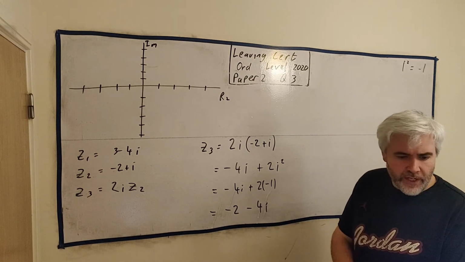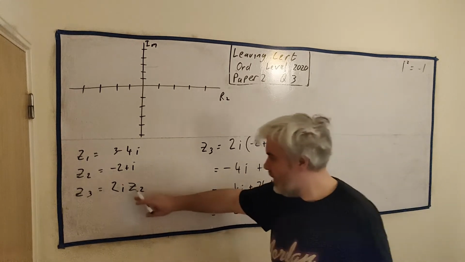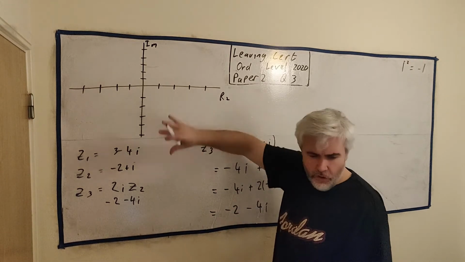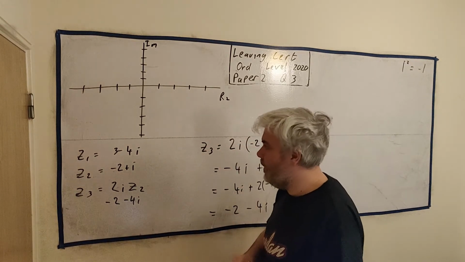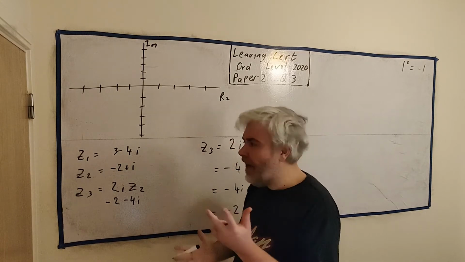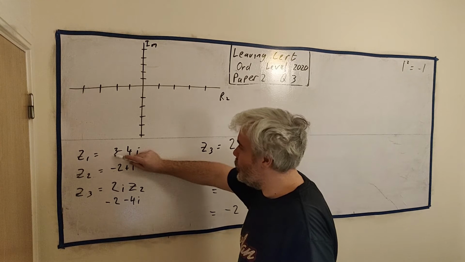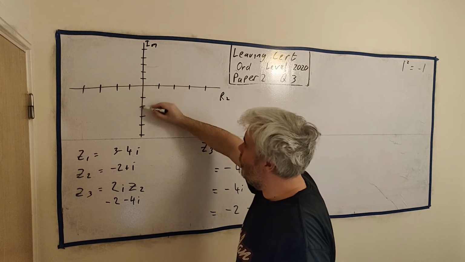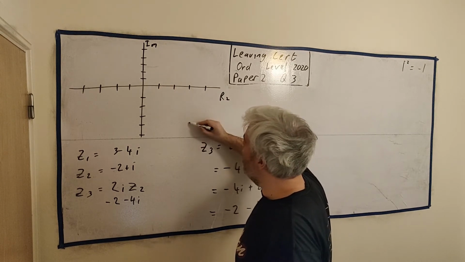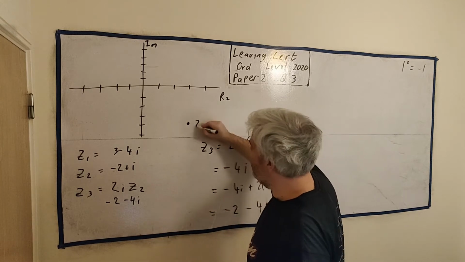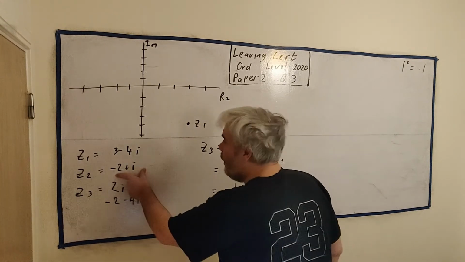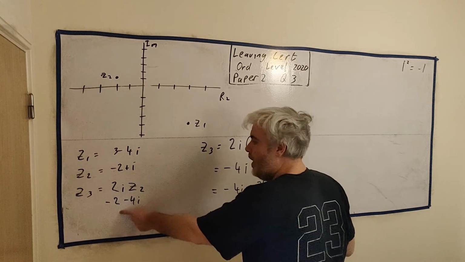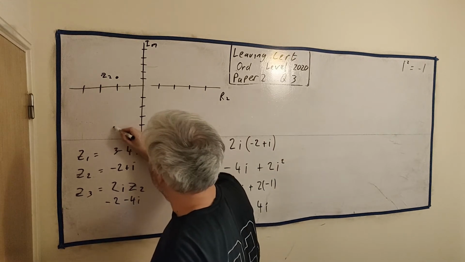For part A, part 2, they'd like us to plot all three of these. Let's replace z3 with minus 2 minus 4i for now. Okay, my drawing is not the best. You should have a perfect drawing in the exam. We got the 3 on the real, here's 3 here, and we got minus 4 on the imaginary. 1, 2, 3, 4. Minus 4 here. Where do they meet? They meet right there. That is z1. And we just continue on. Minus 2 plus 1 is here. That's z2.